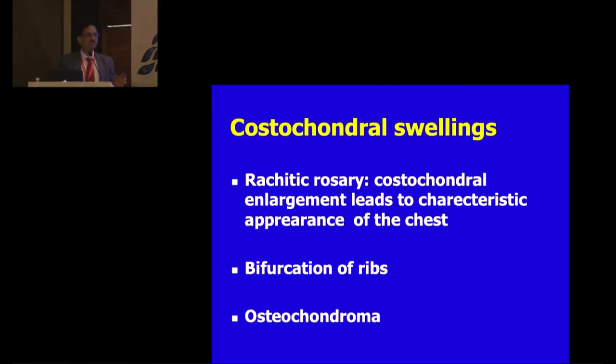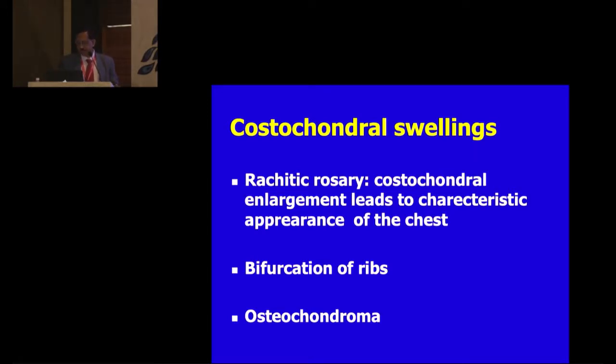Now the costochondral swellings. There are three common conditions which we face in our practice. The rachitic rosary is a costochondral enlargement that leads to the characteristic appearance of rickets, though even in India, this finding is very rare nowadays. Bifurcation of the ribs produces swelling at the costochondral junction. It is benign and an innocent lesion. Only assurance to the parents is the treatment of choice.